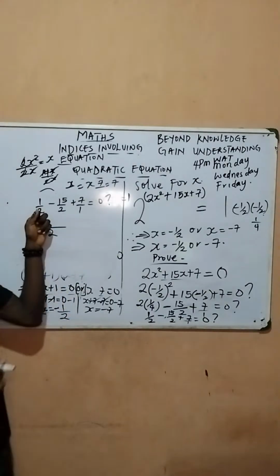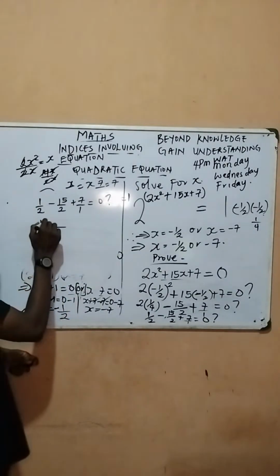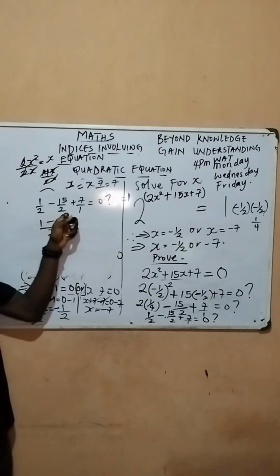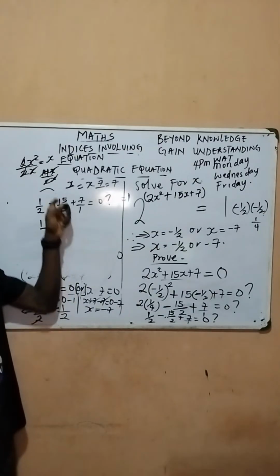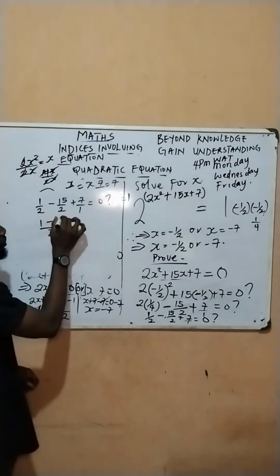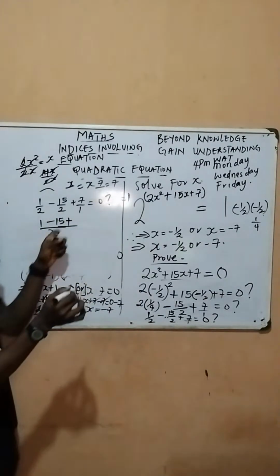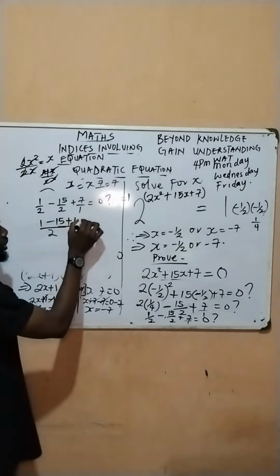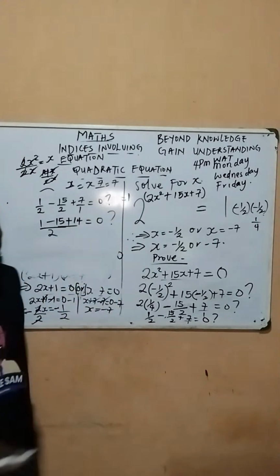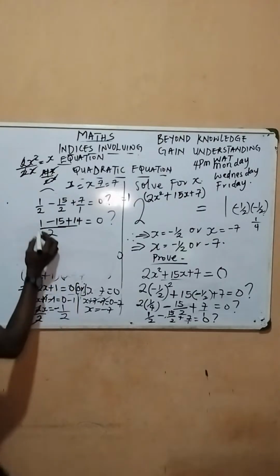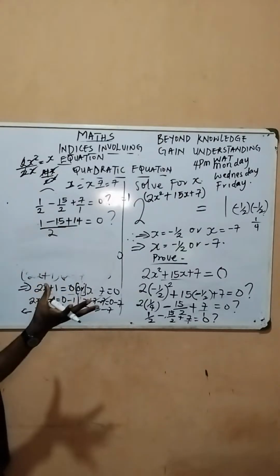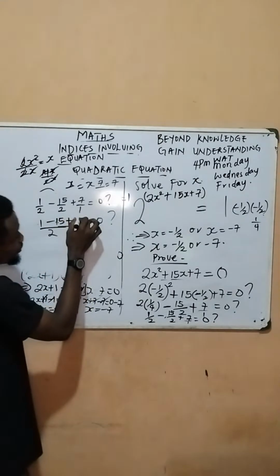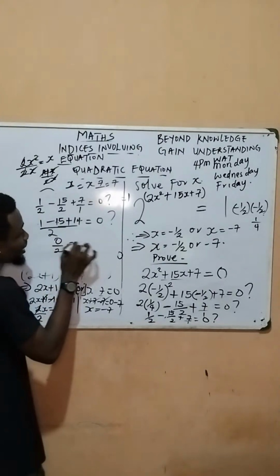2 divided by 2 here is going to give us 1. 1 times 1, 1. Minus 2 divided by 2 here is going to give us 1. 1 times 15 is going to give us 15. Then plus 2 divided by 1 here is going to give us 2. 2 times 7 is going to give us 14. Is it equal to 0? We are about to find out. So 1 minus 15 is going to give us minus 14. Minus 14 plus 14 is going to give us 0/2 equals 0.